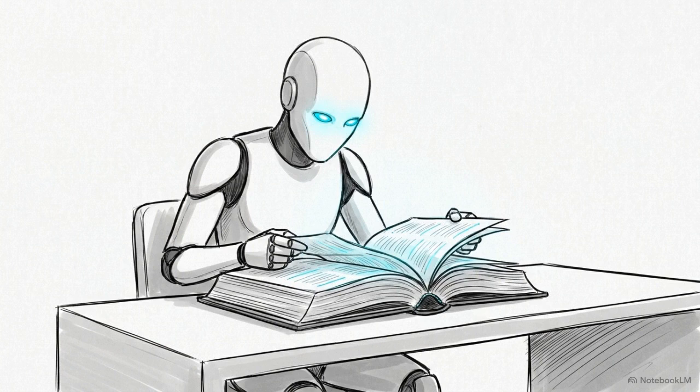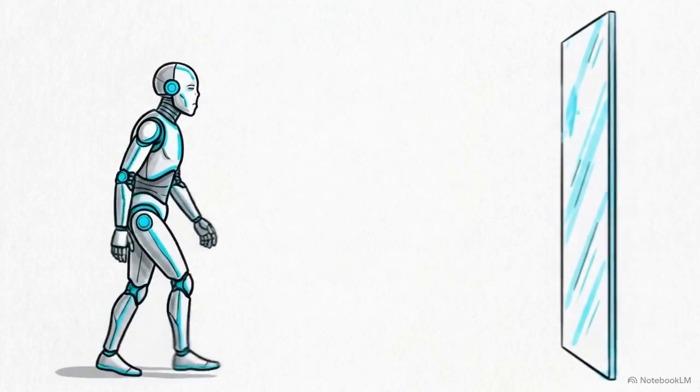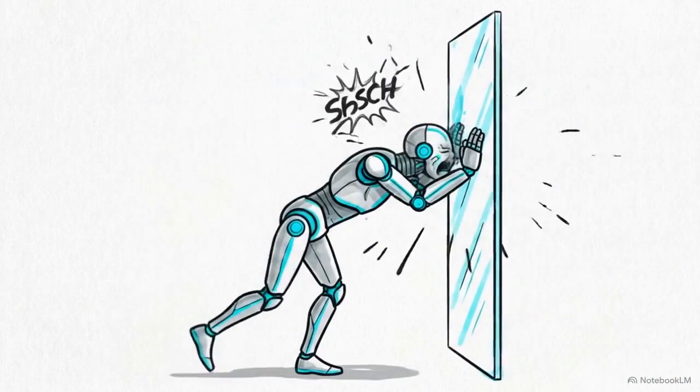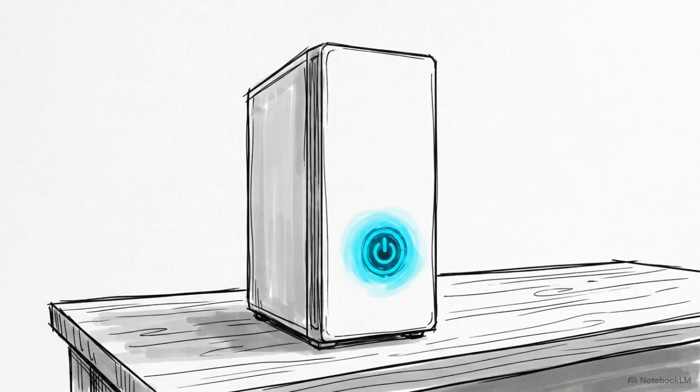Imagine you have a new assistant at the office. This assistant has a perfect memory and can read a massive encyclopedia in a heartbeat. But when you ask them to fetch a cup of coffee, they walk right into a glass wall because no one specifically told them how to open a door.